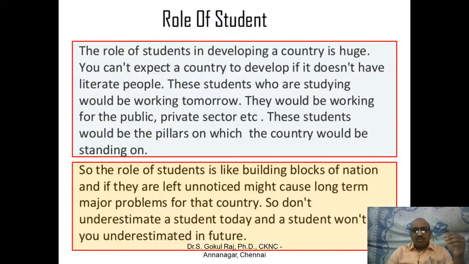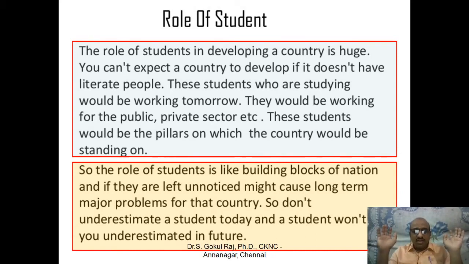So now coming to the last part: what is the role of a student? I have just condensed a small part of it. I want to highlight the role of a student, because the student is like a building block of the nation, and if they are left unnoticed, they might cause a long-term major problem to the country.